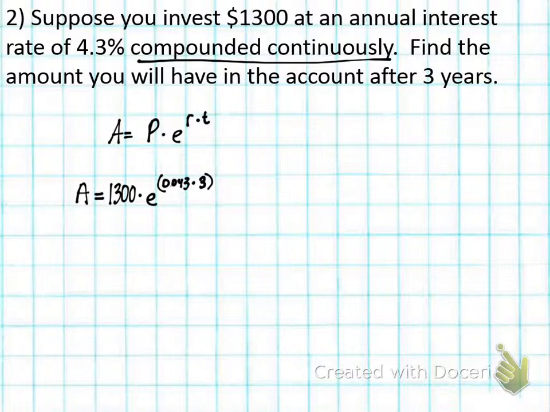Fortunately, A is already isolated, so all I've got to do is just calculate this. So you do just what you did on the last one. Why don't you do this one by yourself, and let's see if we get the right answer. Ready? Set. Go. That's the answer for number 2.